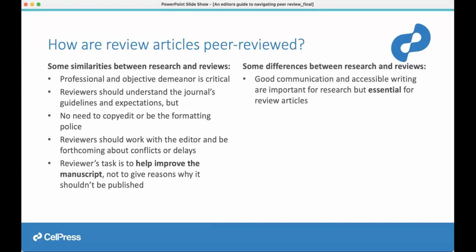There are some differences. So I think good communication, accessible writing is critical for any kind of scientific publication, just to make sure that as many of your colleagues as possible can understand it. It's important for research articles, but it's absolutely essential for reviews, because in a review article, the thing that you're writing really is the entire point, whereas in a research article, it's more of a means to conveying a research finding. In a review article, there's no methodology, data analysis, or statistics to evaluate.